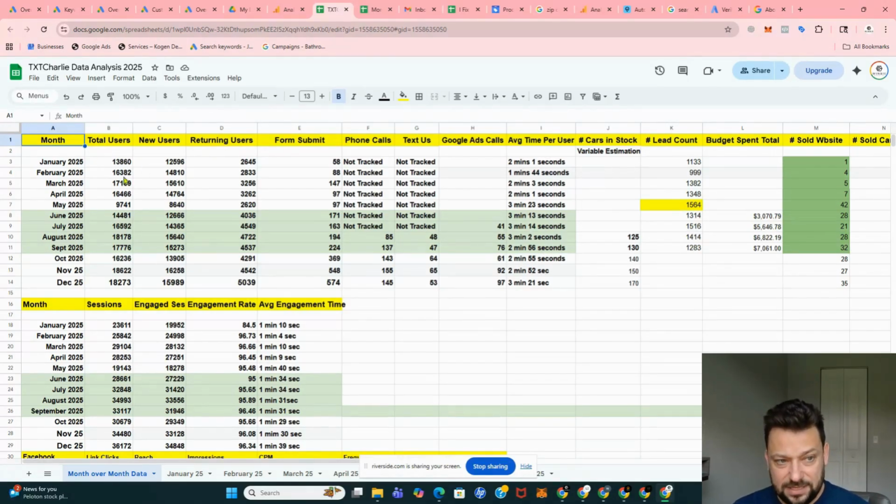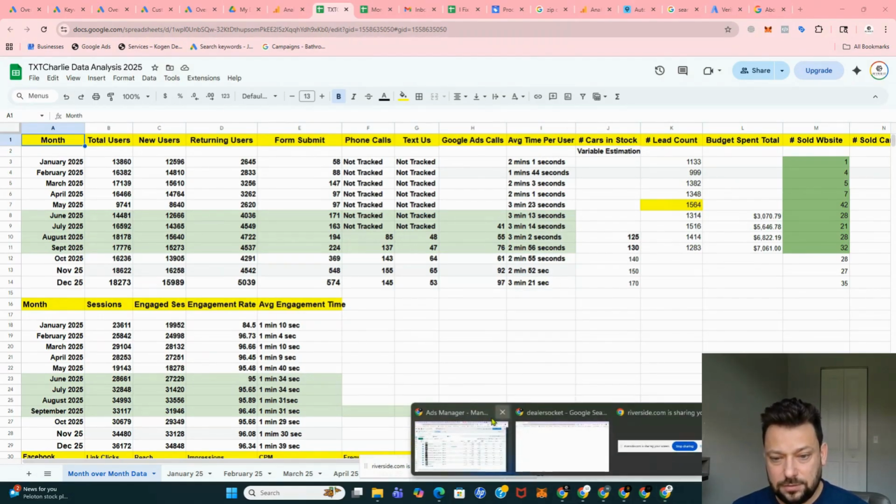If you look here, in January 2025 the total user count of the website was about 14,000, and the returning user count was about 2,600, with an average time spent of 2 minutes. In December of 2025, we had 18,000 users, and the returning user count doubled from 2,600 to about 5,000. The time spent on the website went from 2 minutes and 1 second to 3 minutes and 21 seconds.